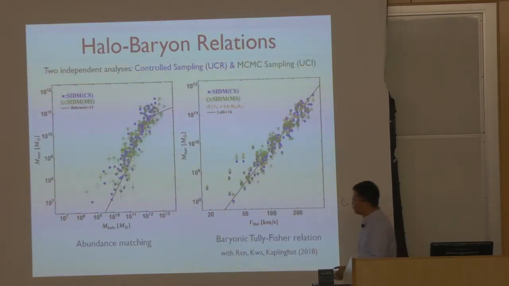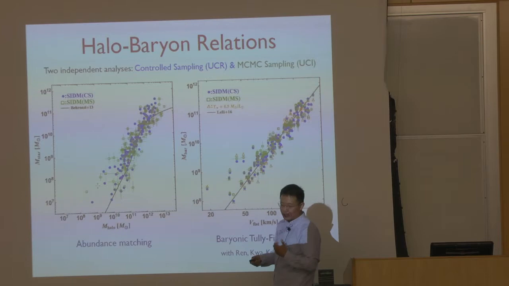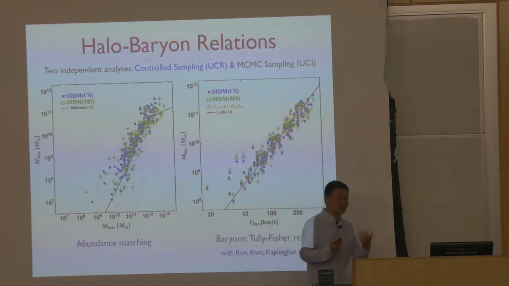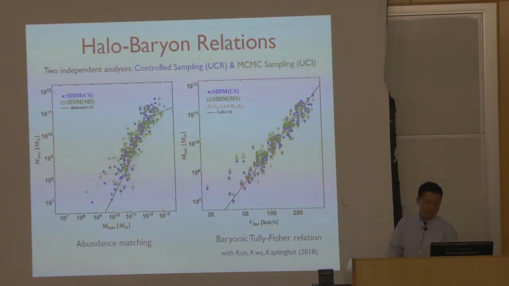Then you do a lot of checks. You make sure the halo baryon relation is correct. This is stellar mass as a function of halo mass, and it agrees very well with what you would expect from galaxy formation, the baryonic Tully-Fisher relation, and you make sure you get a small scatter. In the paper we did two independent analyses. The blue points are the UCR contribution, using controlled sampling with numerical templates that my postdoc developed. Our collaborators from UC Irvine take some approximations but use MC sampling to look at the self-consistency.